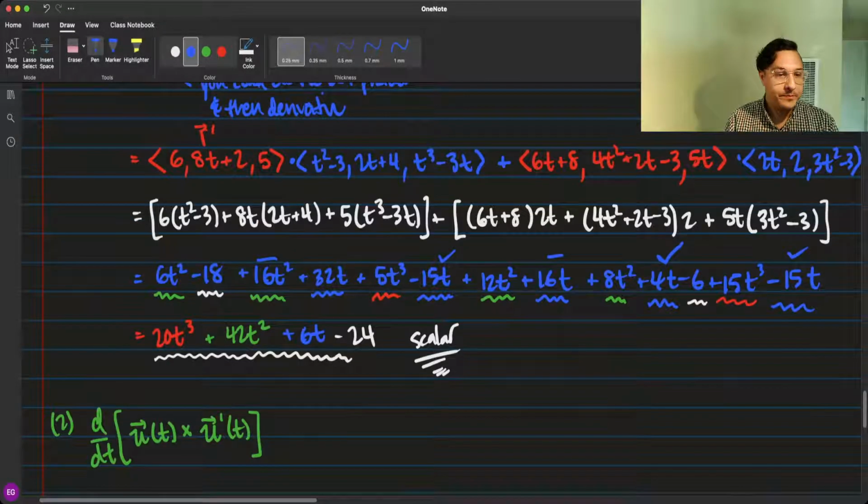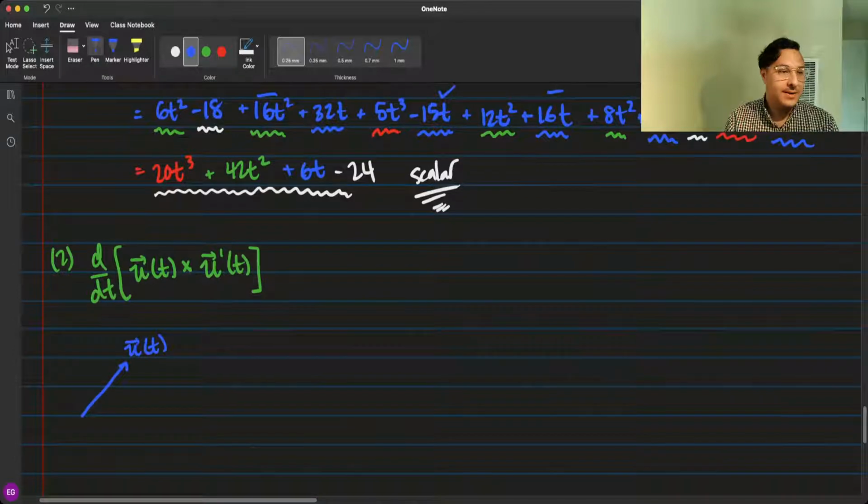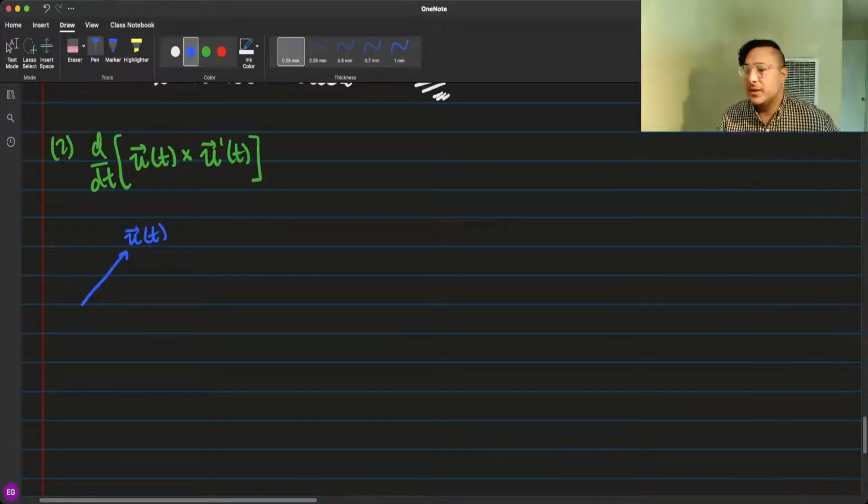So, this is actually a really common thing that we're going to come across. This is why I'm going to do an example of it, but I want to explain why we come across this very often. So you have u of t. Does everyone see the blue vector u of t? Now u prime of t. How should you draw that in relation to this blue vector?